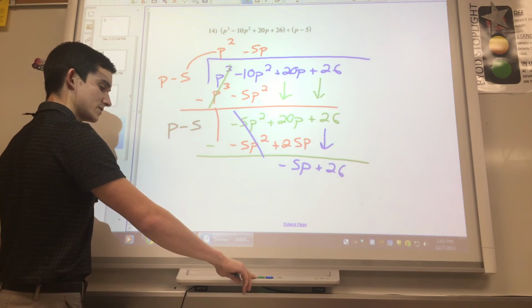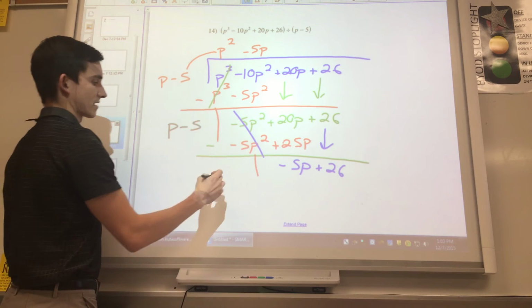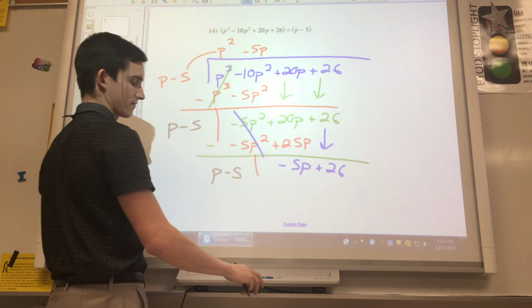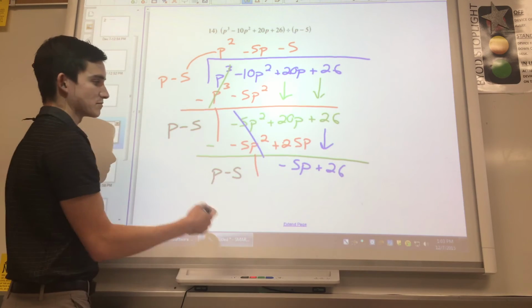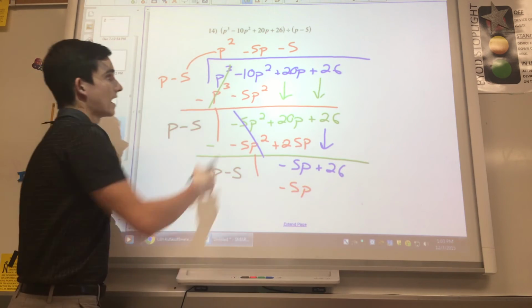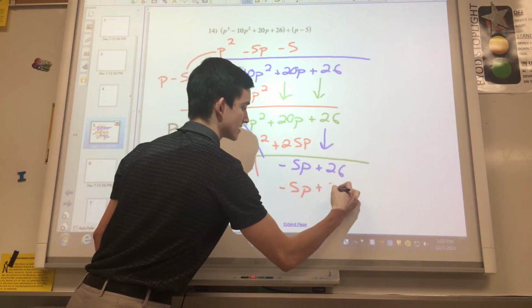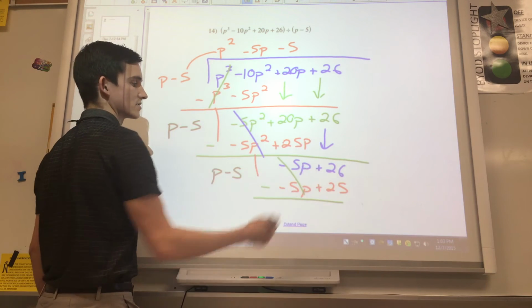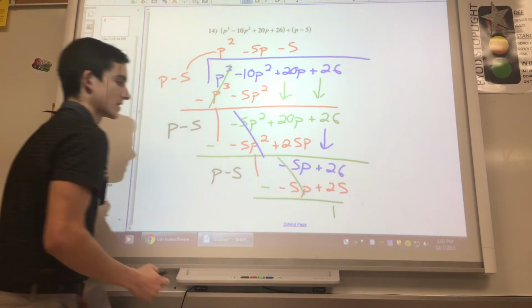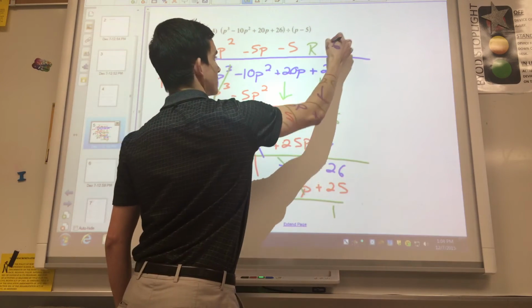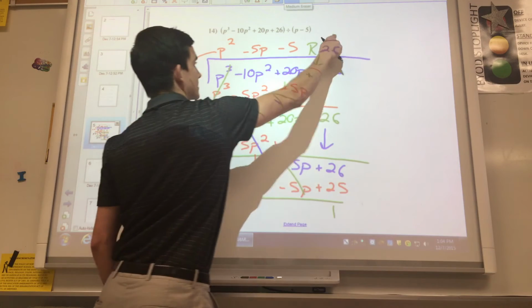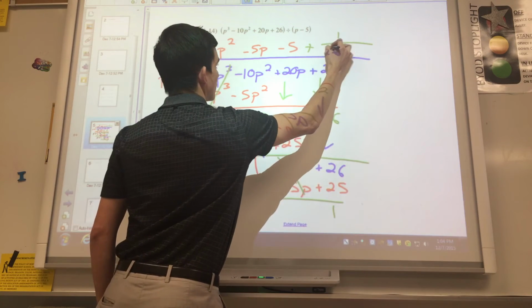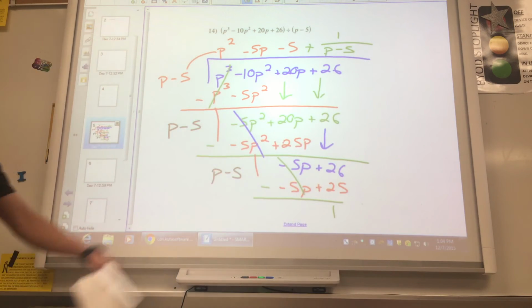Last one. Divide it again by the same thing, p minus 5. Okay, p times what is negative 5p? Negative 5. Negative 5 times p is negative 5p, and negative 5 times negative 5 is positive 25. Subtract the whole thing. These cancel. 26 minus 25 is going to be 1. So I have a remainder, so I can write remainder of 1. If it's a positive 1, then I could also write plus 1 over p minus 5. So there's your remainder.